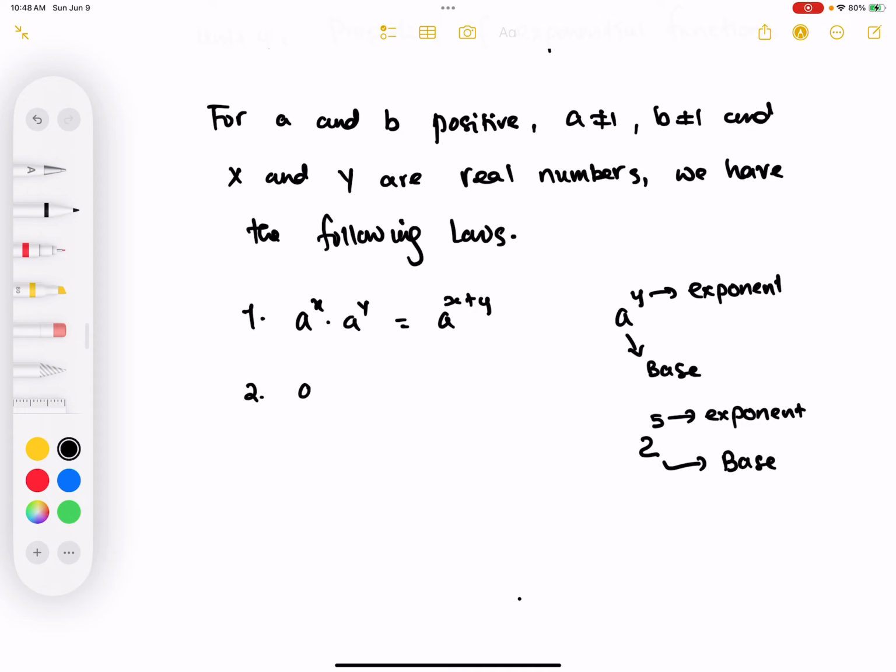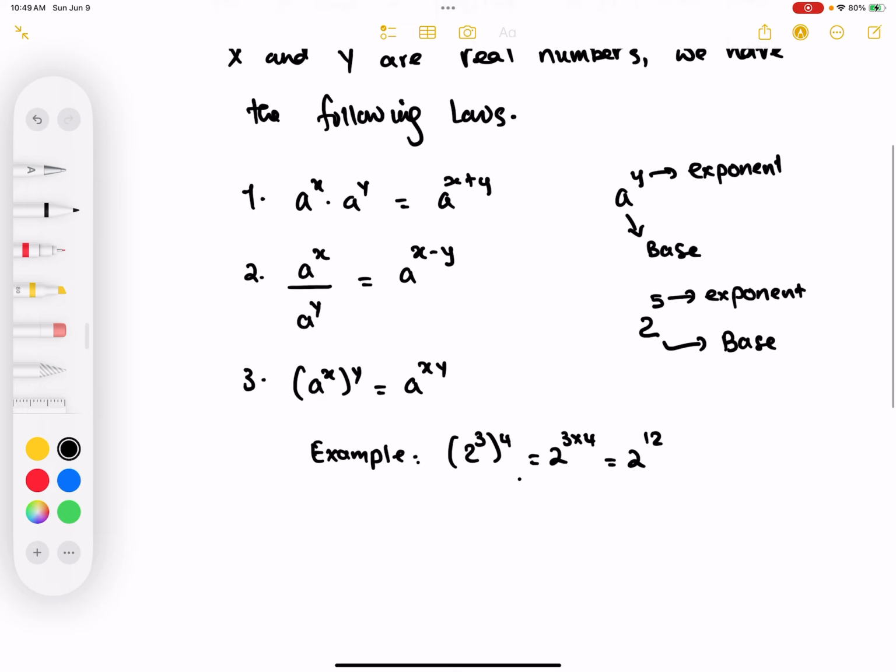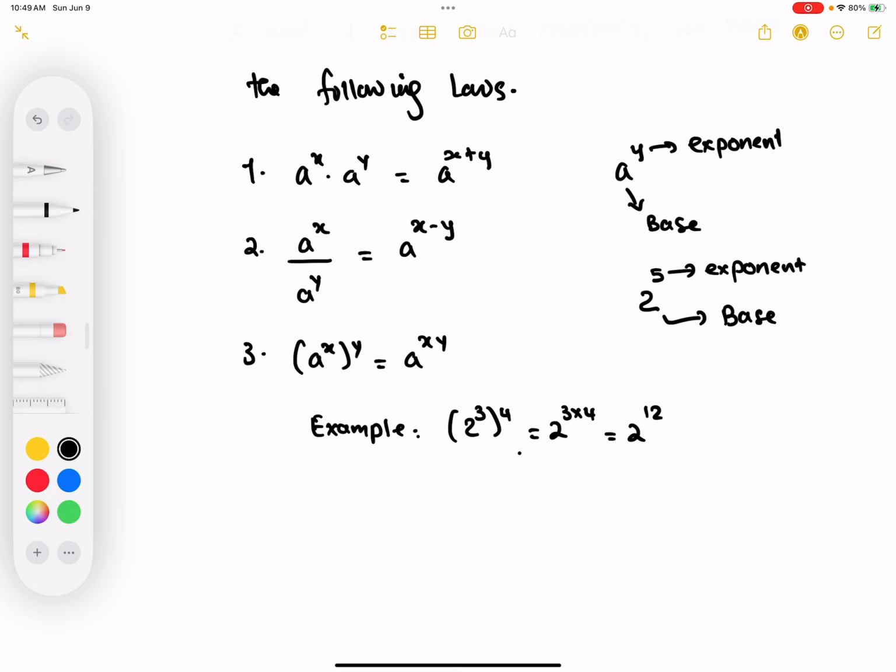The second one, if you have the same base but division, you can use the same base and subtract the exponents, x minus y. This is an important law. The third one is a power of a power, for example a to the x, raised to another power y, so x times y. To clarify with an example, 2 to the third, raised to 4, gives 3 times 4, so 2 to the 12. The base is 2, the exponent is 12.